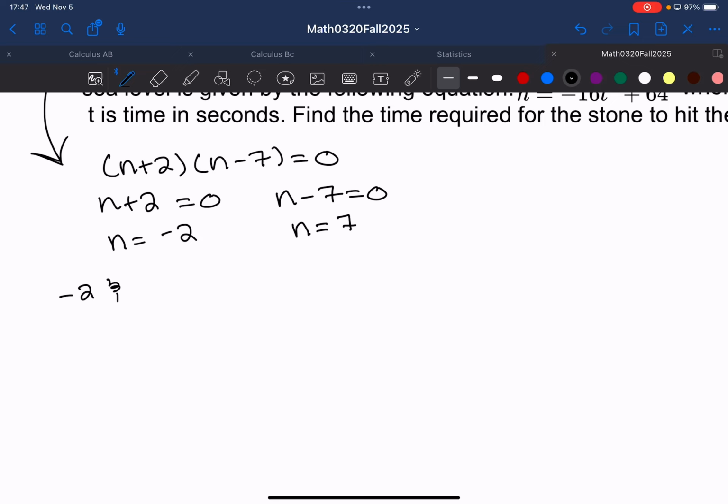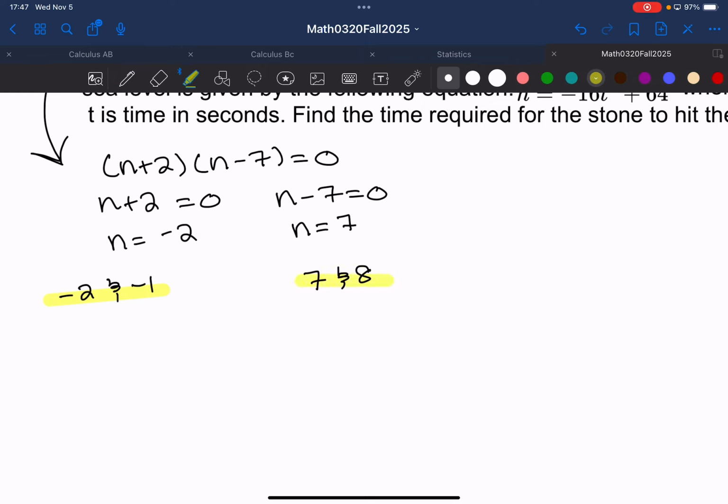which means our two answers could be negative 2 and what would happen if we added 1 to negative 2? Negative 1. Okay, that would be our first possible answer. And then our next one would be 7 and 8, because we would add 1. That would be our other possible answers.